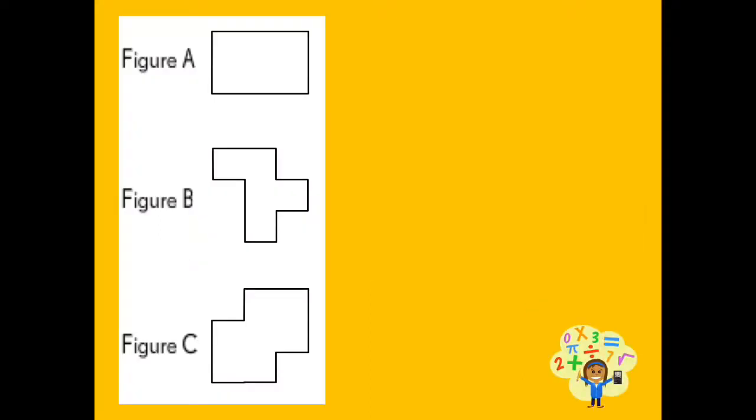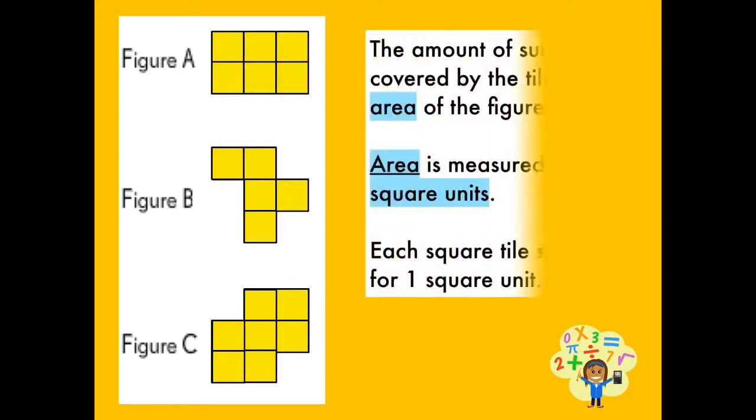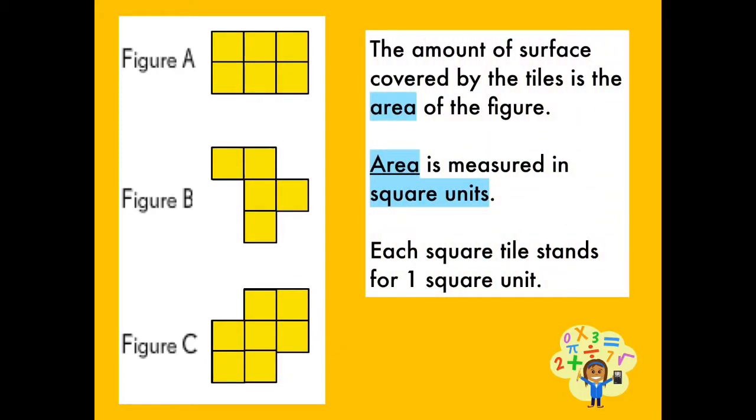Look carefully at the given figures. Let's use a square tile to cover these figures. The amount of surface covered by the tiles is the area of the figure. Area is measured in square units. Each square tile stands for 1 square unit.